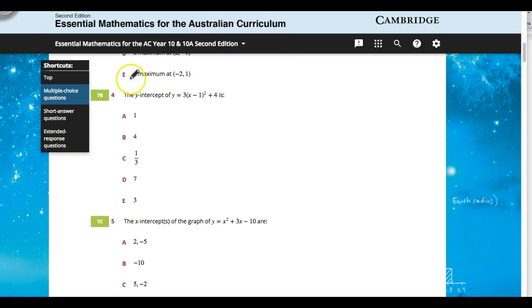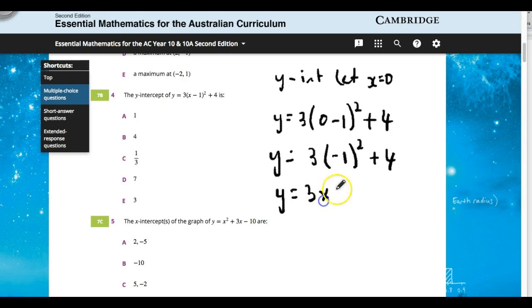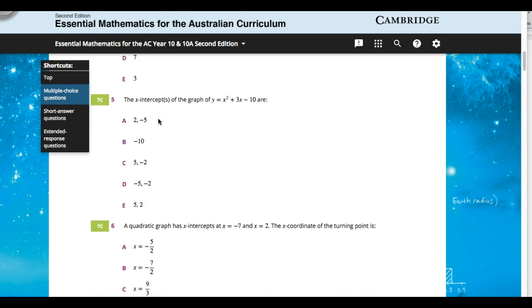Okay, question 4. The y-intercept of y equals 3 times (x minus 1) squared plus 4. Okay, so your y-intercept, you always let x equal 0. So we have y equals 3 times (0 minus 1) squared plus 4. Now, this is why I always use brackets, okay, because when we square negative 1, we get positive 1. So your answer is 3 times 1 is 3, plus 4 is 7. So we're zooming through these, aren't we?